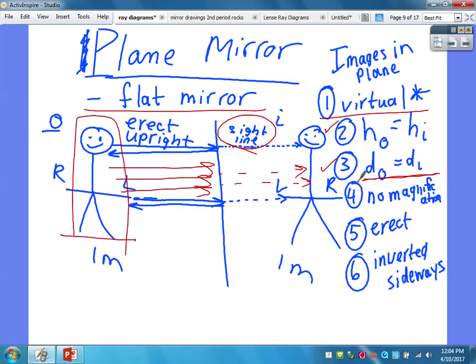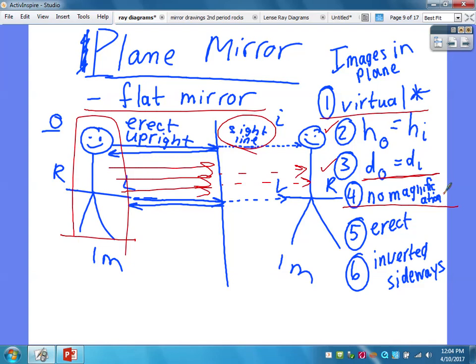Obviously, if you step farther away from the mirror, it looks like your image is stepping farther away from the mirror. That leads us to saying that there's no magnification. This is magnification, okay? Since you're not any larger or smaller, you're the same size, there's no magnification.